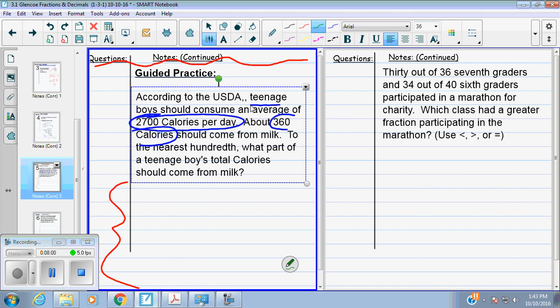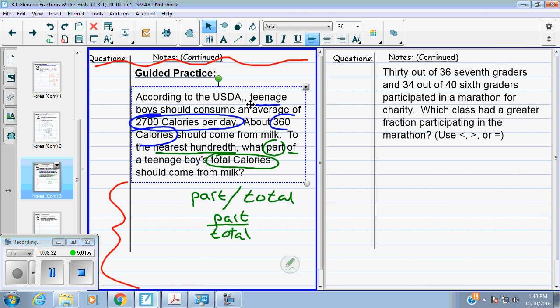Now the problem wants us to make sure to remind us we're going to go to the nearest hundredth if necessary. And from left to right, it says part of a teenager's total calories there. So remember, we've learned that this is all done from left to right. So it would be part divided by the total. And I wrote it that way to show the left to right, but that is the same as writing part over total, which makes us realize we actually are creating the fraction.